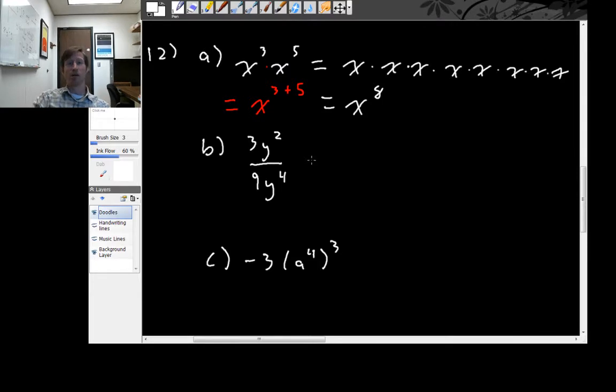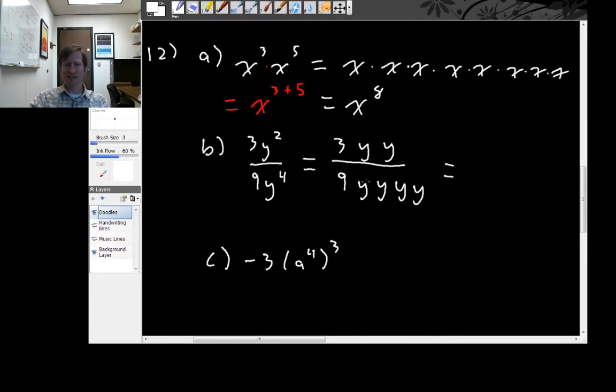All right, part B. Simplify 3y squared over 9y to the 4th. Again, we can do this just by expanding the powers, or we can use some laws of exponents. So if we expand the powers, this fraction looks like 3 times y times y, and in the denominator, 9 times y times y times y times y.